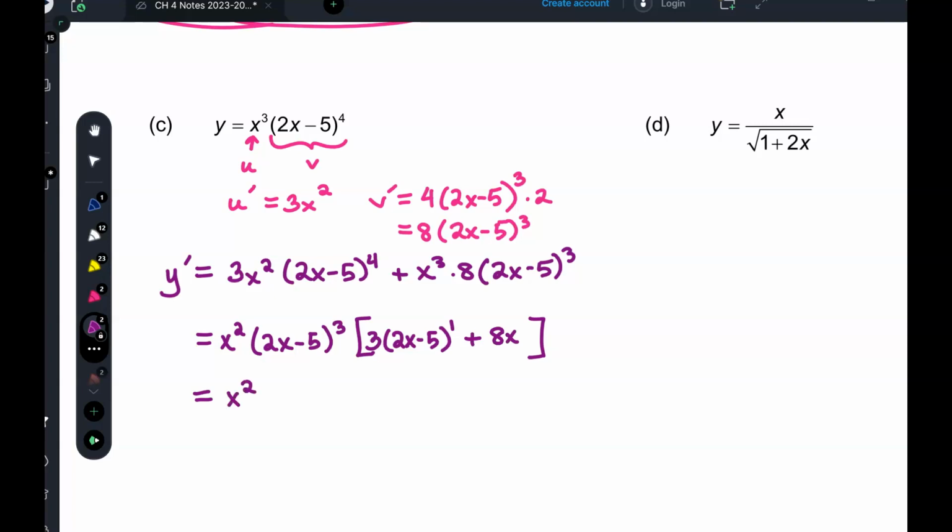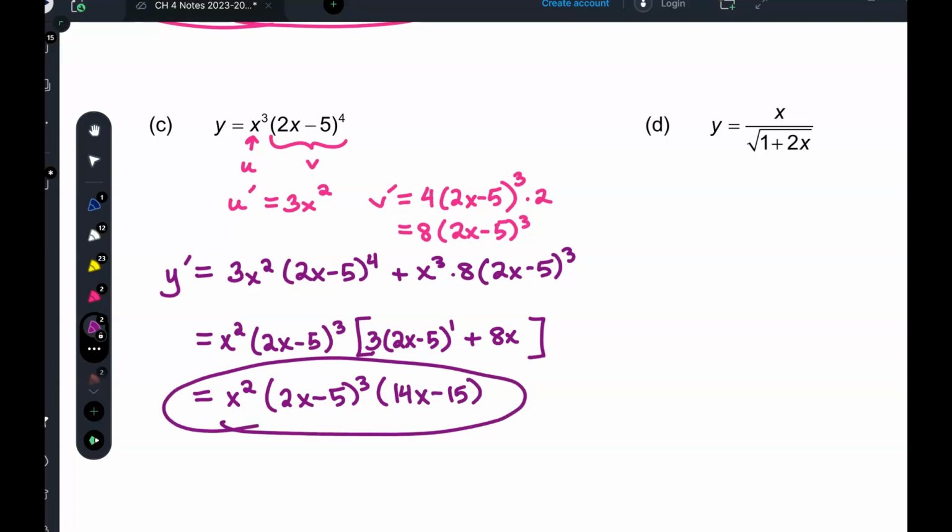So I have x squared, 2x minus 5 to the third, and then this is just going to be a binomial here, so I'll have 6x minus 15 plus 8x, that'll be 14x minus 15. And we just leave it like that. I just distribute that 3 because that was just to the first power.